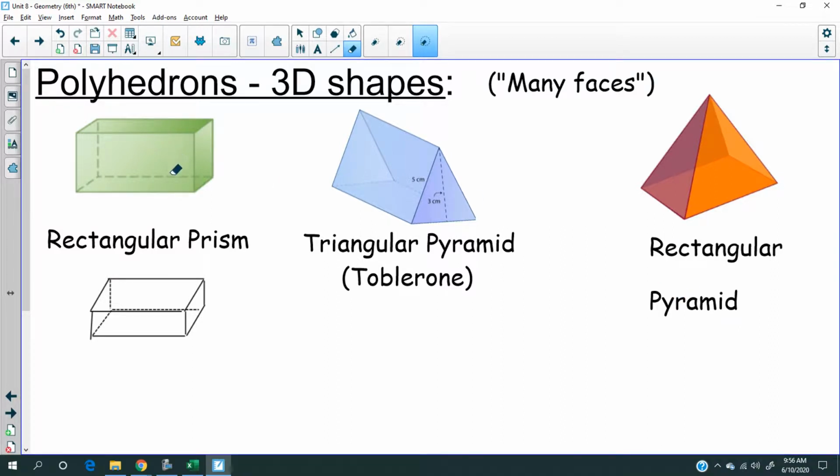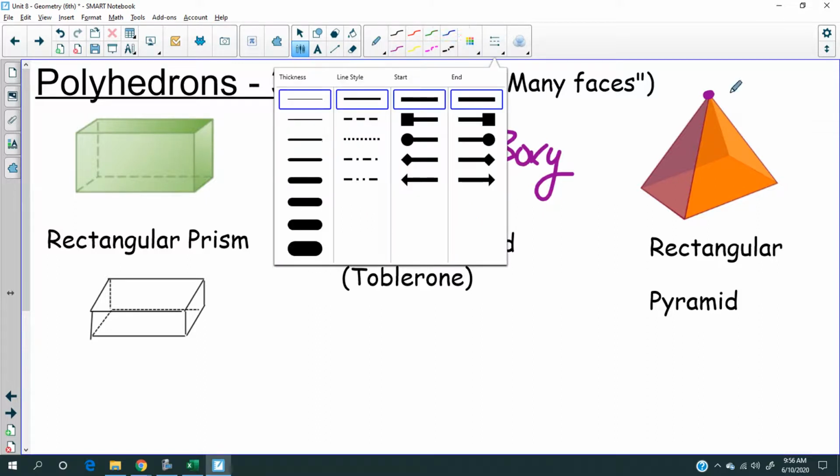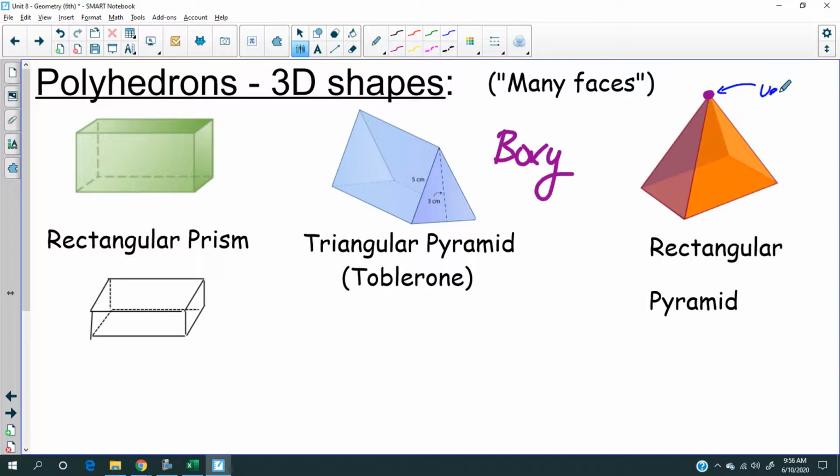Okay, now for the third one, the rectangular pyramid, it doesn't have a boxy definition. Whereas everything in a pyramid ends in 1 point. Remember what the lady said in the video? What do you call that? There's a word for it. Do you guys remember? Yeah, it's called vertex. So vertex is like a corner. Everything comes into 1 point right here, and that's called a vertex.